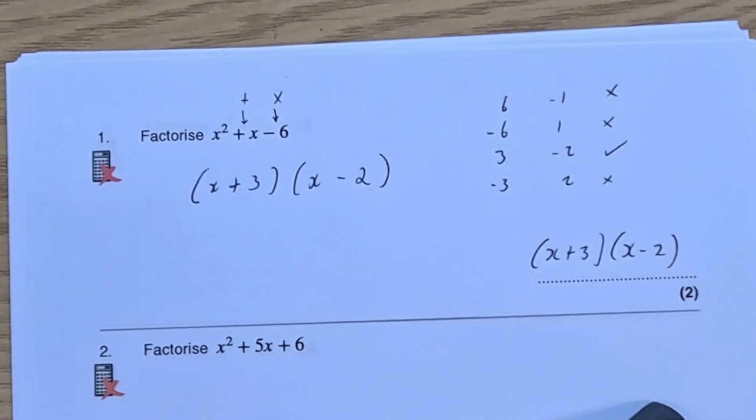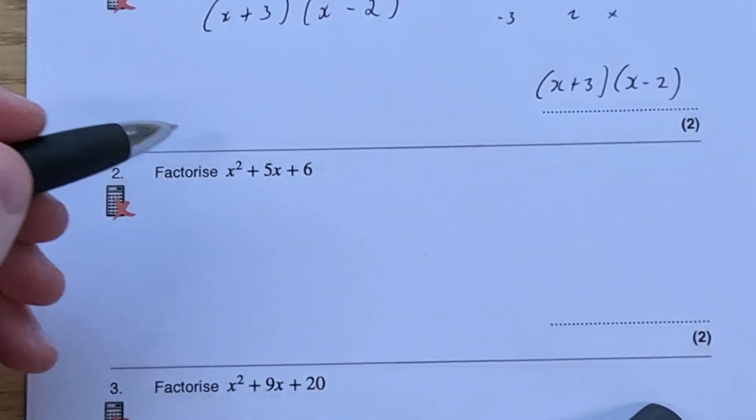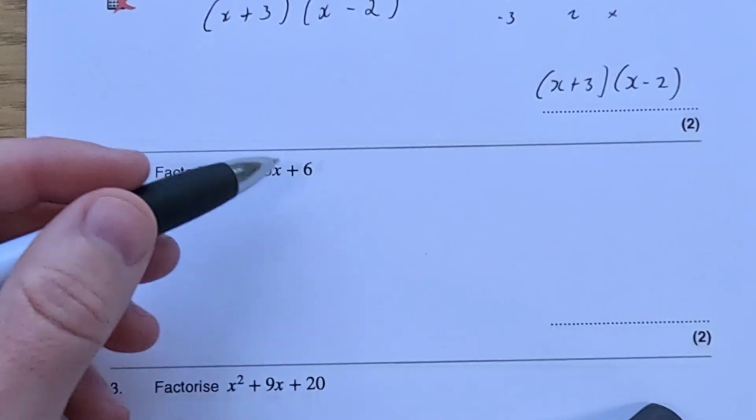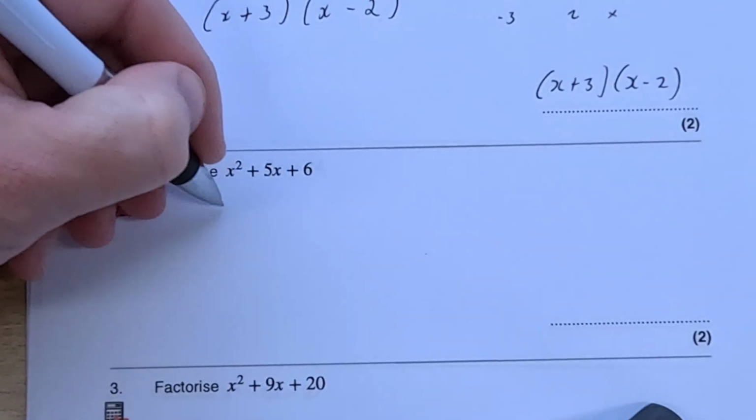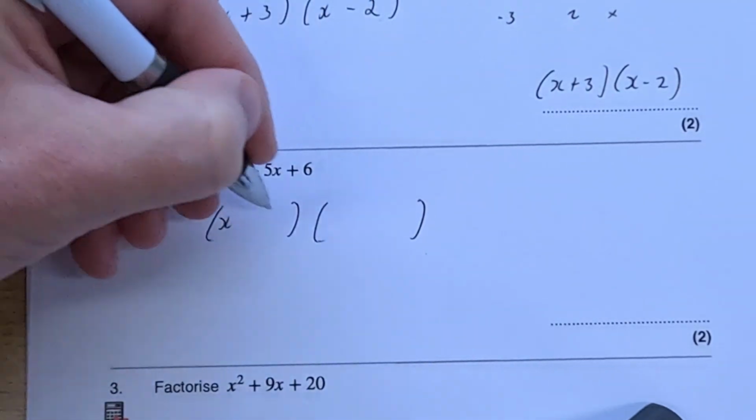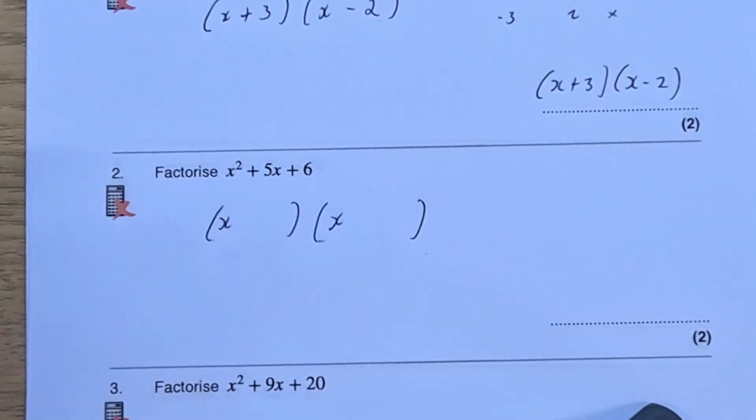Okay, let's look at our next question, question number 2. This time we've been asked to factorize x squared plus 5x plus 6. So we've been asked to factorize this quadratic. Because it's x squared, we're going to put two brackets down, and we're going to put x's at the front of both brackets. So a bracket with an x and a bracket with an x.